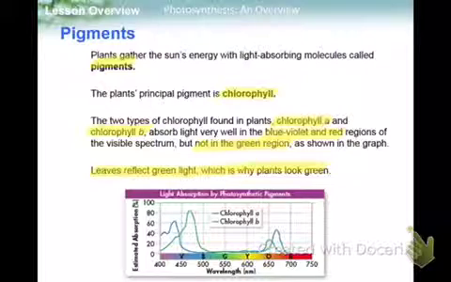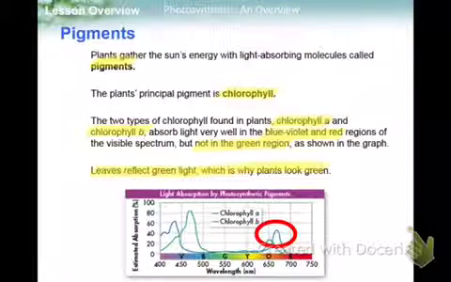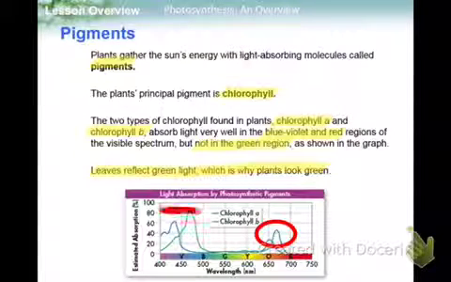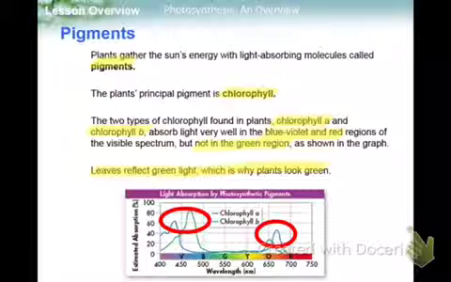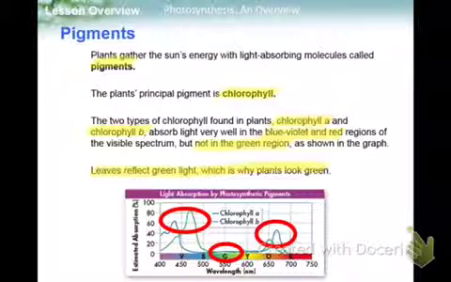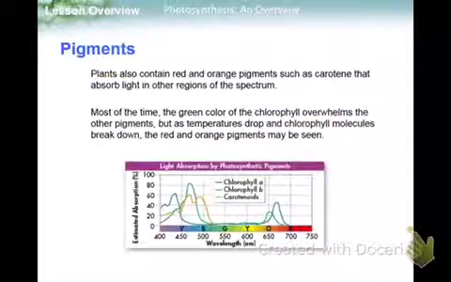So if you take a look here, the wavelengths of light that are absorbed best are in the reddish-orange area and the blue-violet area. That's what light is used in photosynthesis. The green light is not absorbed. It's reflected back to our eyes. That's why we perceive plants as green.